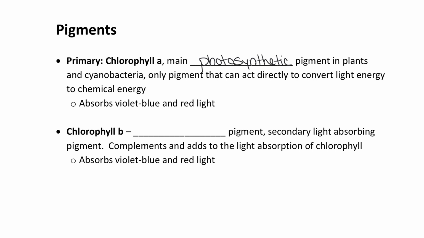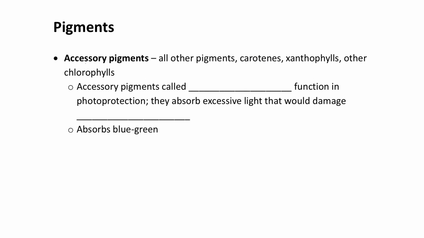Chlorophyll B is an accessory pigment. It is the secondary light absorbing pigment, and it complements and adds to the light absorption of chlorophyll A. It can absorb violet blue and red light. There are other accessory pigments that include carotenes, xanthophylls, and other chlorophylls. Accessory pigments called carotenoids function in photoprotection. They absorb blue-green light, and they're taking in that excessive light that would damage chlorophyll itself.